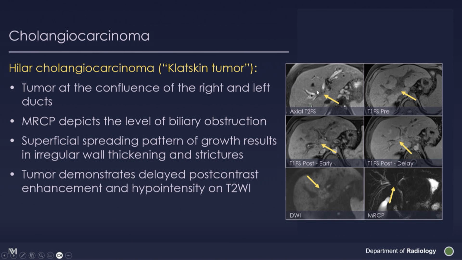And when you look really closely, then you start to see that there's a solid mass. It can be very subtle, as illustrated here, where you see subtle delayed enhancement due to the presence of a tumor. Your clue is that you have the separation of the bile ducts, so you have to look for an underlying mass. And in fact, on diffusion, if you look closely in this case, you can see that there's restricted diffusion, as you would expect.